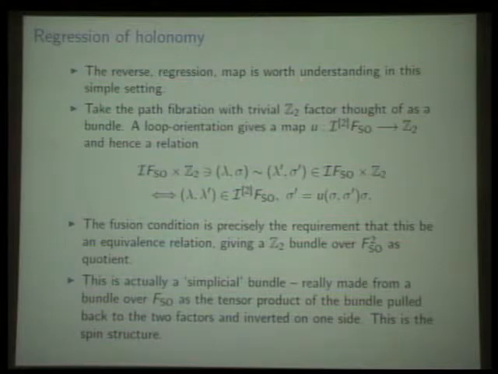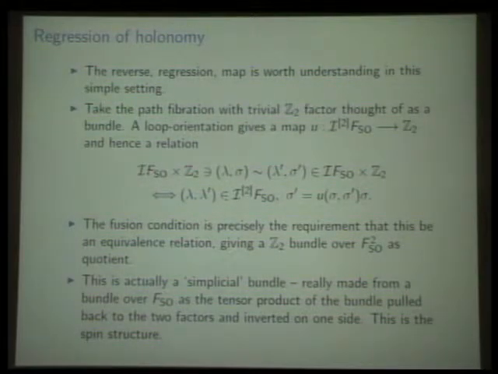So for the reverse regression map, what you've got to do is construct from your U here this Z2 bundle over the oriented frame bundle in order to get a spin structure. You're constructing a Z2 bundle out of this data, and it's not so hard.